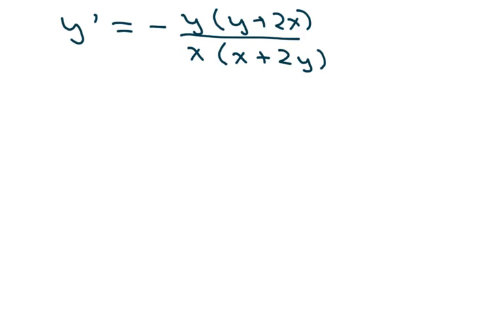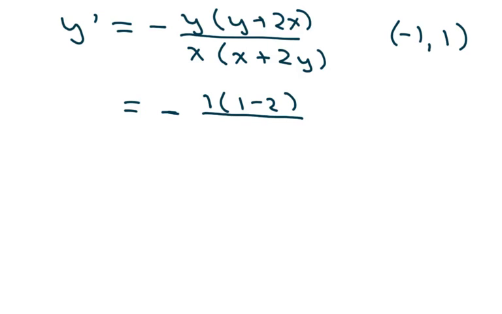And we're going to evaluate this at negative 1, 1. So, when you do that, we're going to put negative y is 1, so I'm 1 minus 2 over x is negative 1 times negative 1 plus 2. And you clean all that up, and you should get the derivative of y is negative 1.